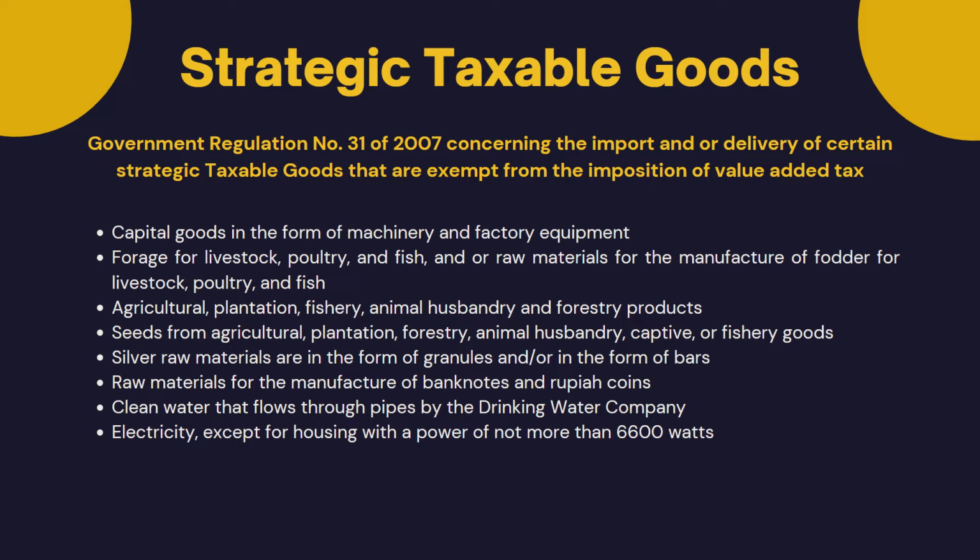Next is agricultural, plantation, fishery, animal husbandry and forestry products that are picked, taken or tapped directly from the source, including the results of their processing by farmers or groups of farmers.